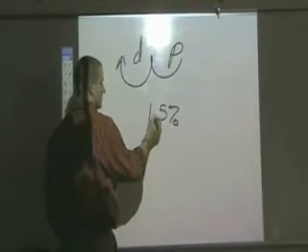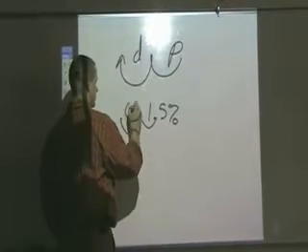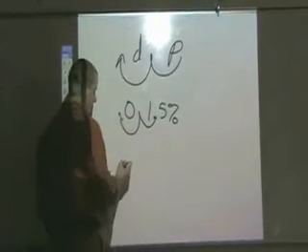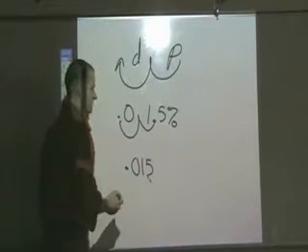Well, take my decimal. If I want to go percent to decimal, I'm going to move it 1, 2 places to the left. So my new number now is going to be 15 thousandths.